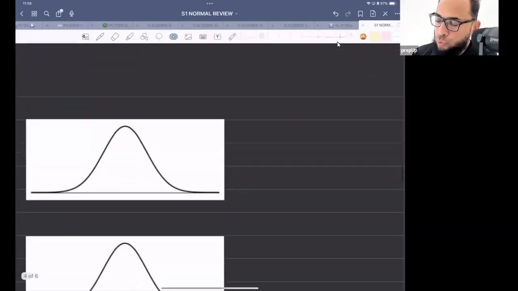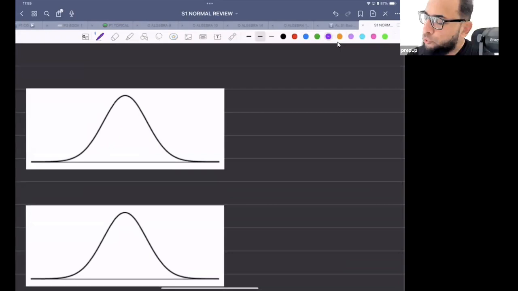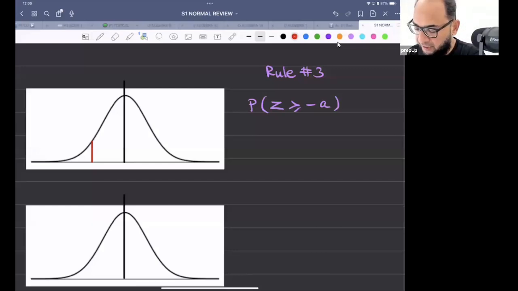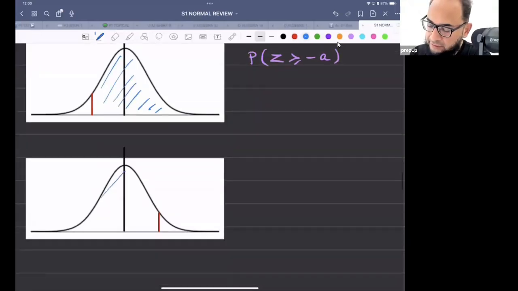Let's look at rule number 3. So rule number 3 says this, that probability Z is greater than a negative value. So let's say over here, let me first draw a vertical line over here, another vertical line like this, and then let me draw negative A over here. Let me draw positive A over here. And let me shade the region. So this region is shaded. Over here, this region is shaded.